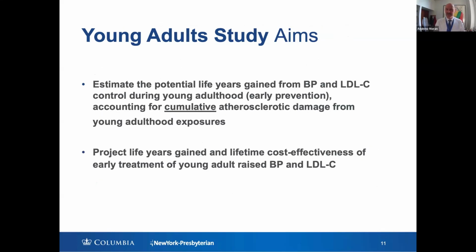So the main aims of this study were to estimate potential life years gained from blood pressure and LDL cholesterol control during young adulthood. In other words, early prevention, accounting for cumulative atherosclerotic damage from young adult exposures, and then taking that epidemiologic observational data and results, project life years gained and lifetime cost effectiveness of early treatment of young adult raised blood pressure and LDL cholesterol. And as you're going to see, we really drilled down a lot more into LDL cholesterol. We can talk about that later, but I think it'll become apparent why.